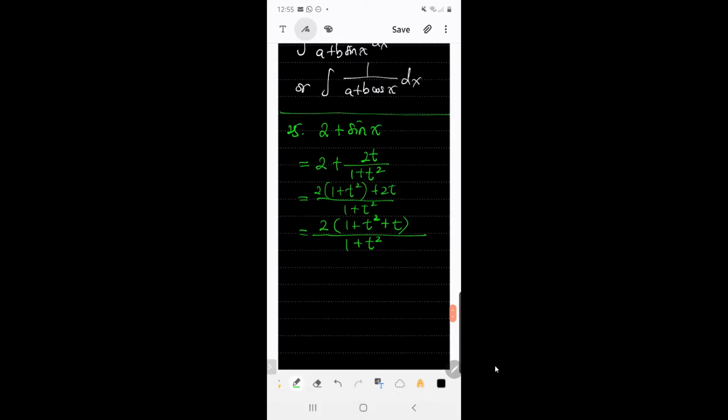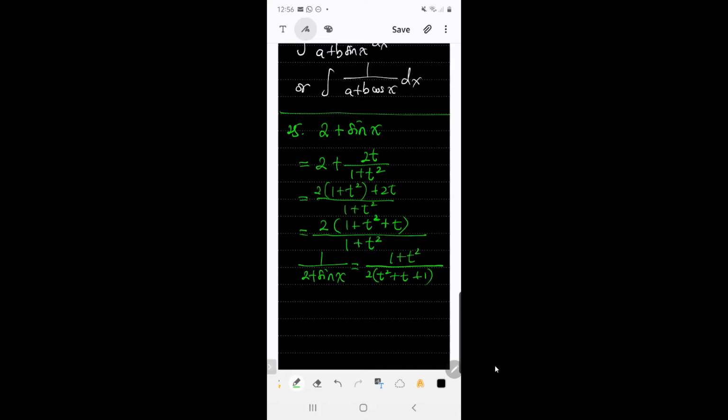But the integral given to us is not 2 plus sine x, it's 1 over 2 plus sine x. That is what they gave us. So I try to find the reciprocal of it. The reciprocal, 1 plus t squared goes up and the numerator comes down, so you have 1 plus t squared over 2 times t squared plus t plus 1. So this is 1 over 2 plus sine x.